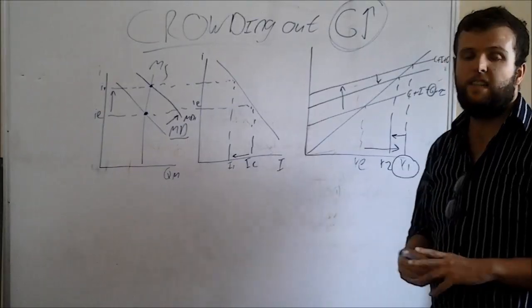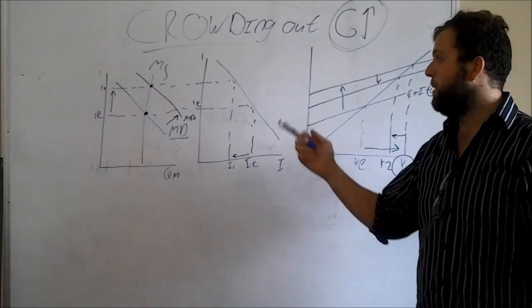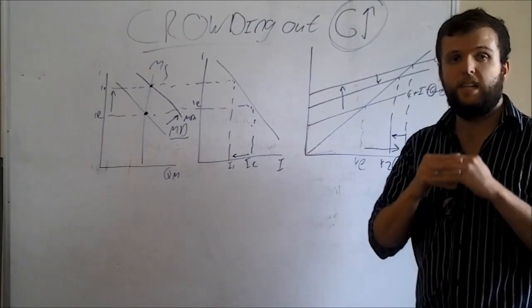So that is the crowding out concept, and as I said, you need to be able to explain whatever you wrote on a graph, so go to the textbook and study that.